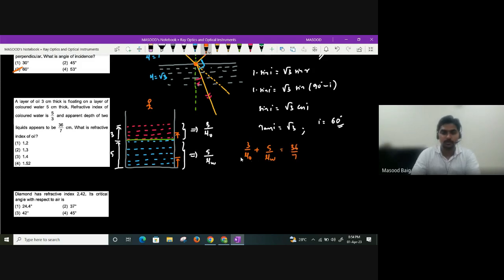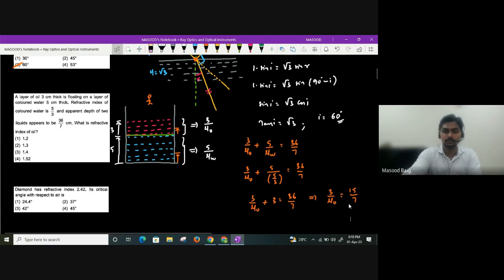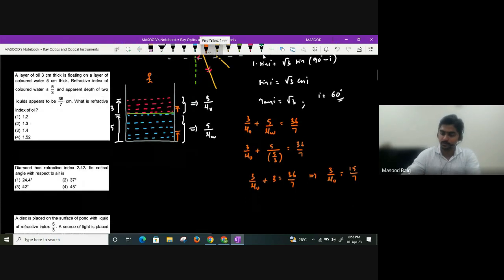What is the refractive index of oil? It's mentioned colored water is given. For oil, they are asking; colored water is given as 5/3. What we can write? 3 by mu naught plus 5 whole divided by 5/3 should be equal to 36/7. So I can write it as 3 by mu naught plus 3 equals 36 by 7, guys. Or we can write 3 by mu naught value as, if I send 3 on the other side, you will get 15 by 7, which will be 5 by 7. Mu naught will be 7 by 5, guys. What will mu naught value be? It will be 7 divided by 5, turns out to be 1.4. Clear?